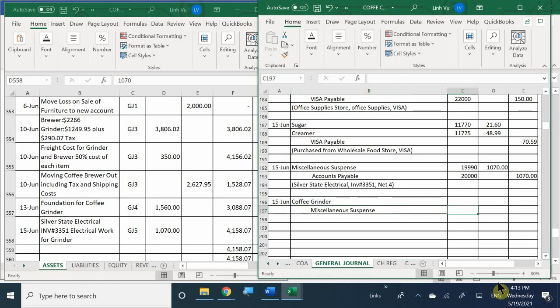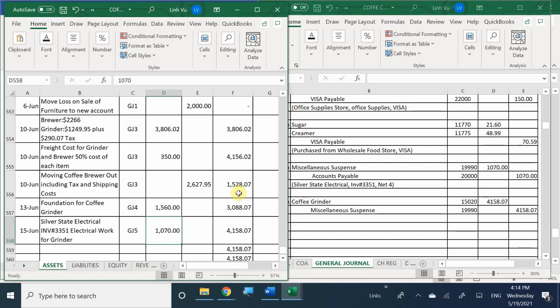Account number 15020. And my miscellaneous, 19990. All right, and we take a look at our miscellaneous expense so we know how much the cost of the entire grinder is. It is 4158.07. Okay, now I have a question. Let me go back to that. You added the 1560 and the 1070, and what was the other figure you added? The 1528.07. This is the actual coffee grinder itself, including freight and taxes.